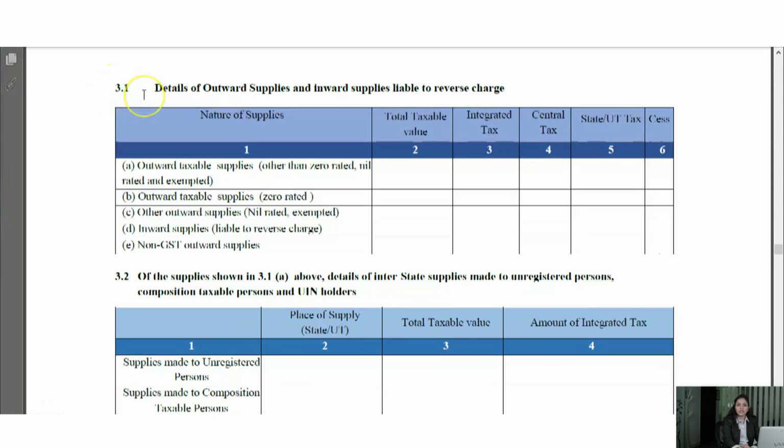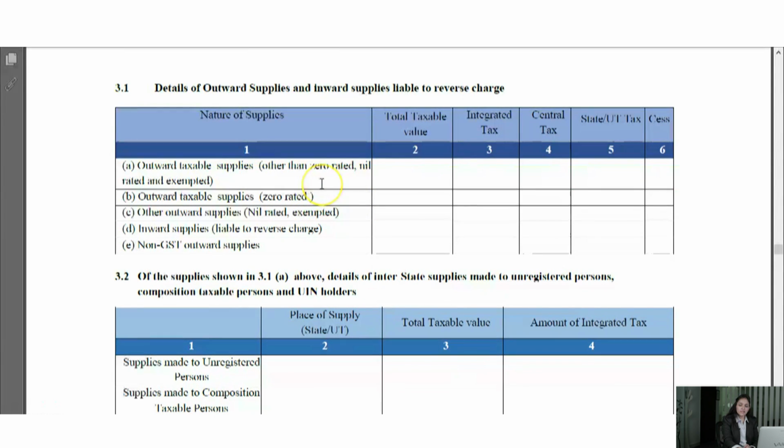Then, in point number 3.1, the user has to provide the details of outward supplies and inward supplies liable to reverse charge. In point number A, under column 2, the user has to mention the total taxable value for outward taxable supplies other than 0 rated, nil rated and exempted, and its applicable tax rate under IGST, CGST, SGST and cess if any under column number 3, 4, 5 and 6 respectively.